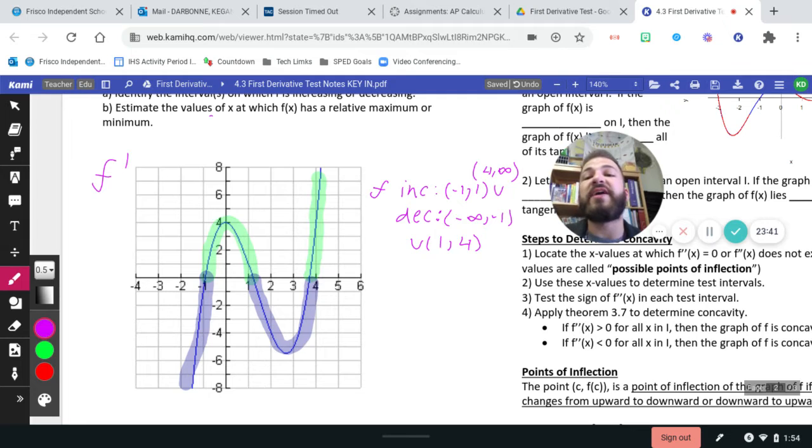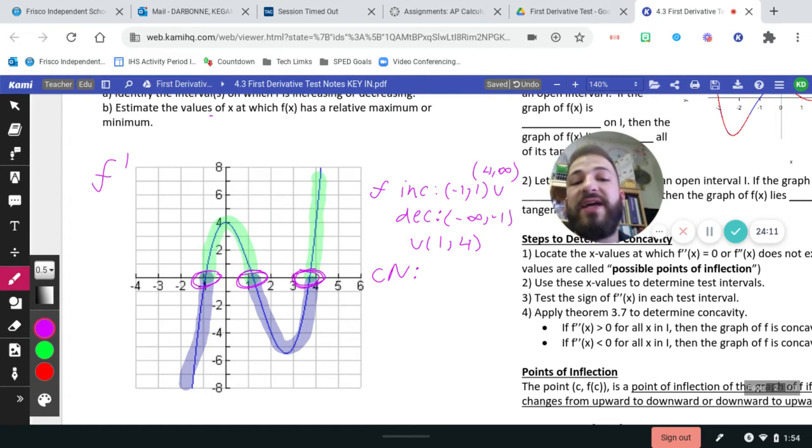Okay, then estimate the values of x at which f of x has a relative maximum or minimum. So know that our maxes and mins occur at critical numbers. Critical numbers occur when the derivative is equal to 0. So my critical numbers are going to be right here where my derivative is equal to 0. So essentially when my derivative crosses the x-axis, those are my critical numbers. Okay, so my critical numbers are, we'll go with those same estimates, negative 1, 1, and 4.